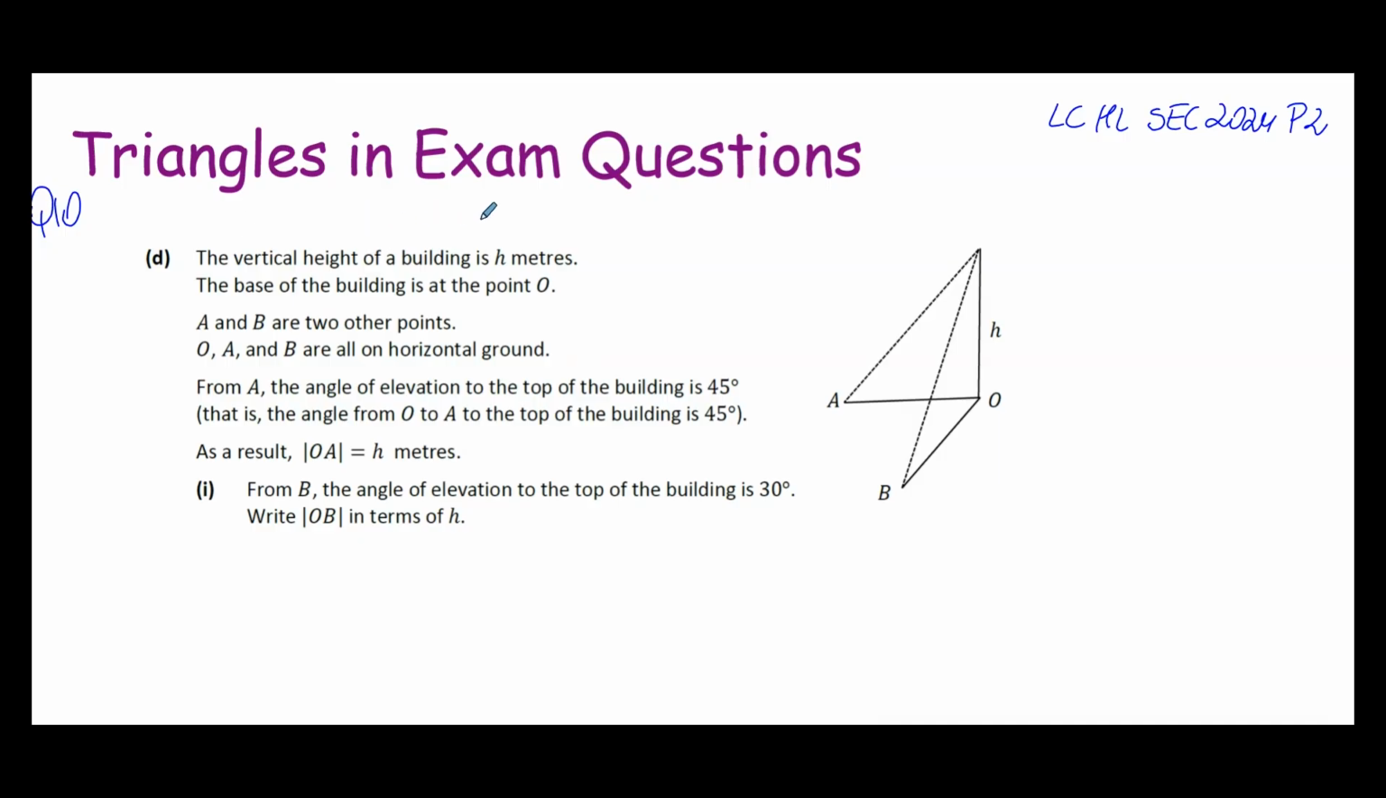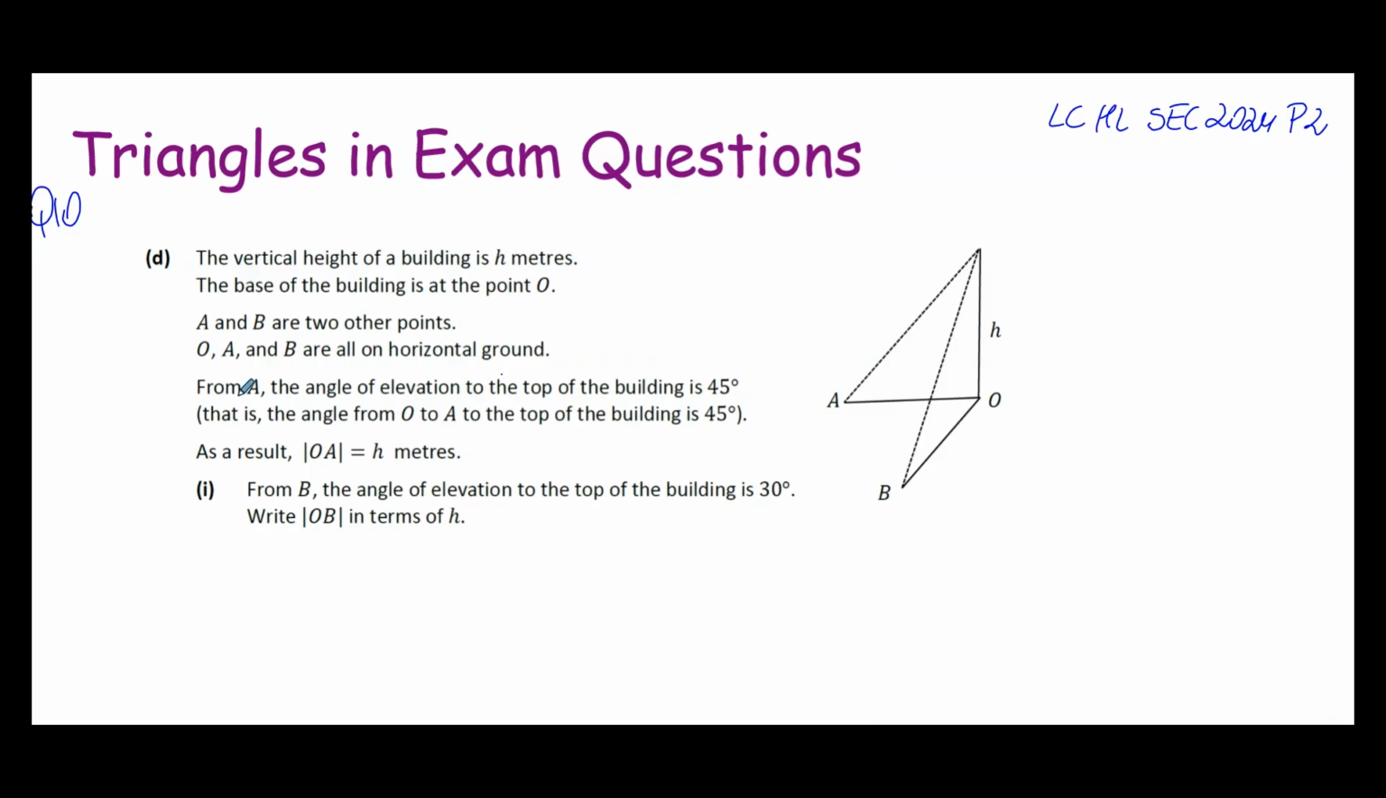The vertical height of the building is h meters, as we can see here. The base of the building is at point O, and A and B are the two other points. O, A, B are all on the horizontal ground. So you can understand this is all on the ground. From A, the angle of elevation to the top of the building is 45.